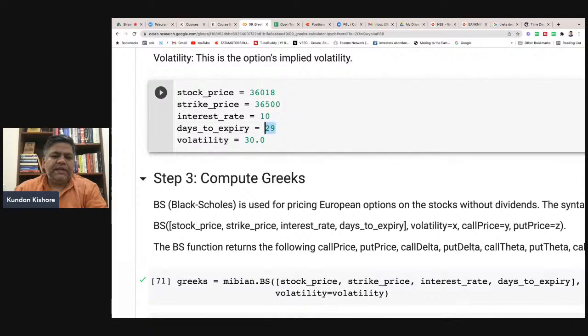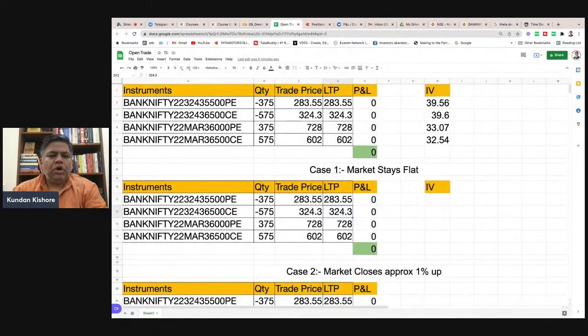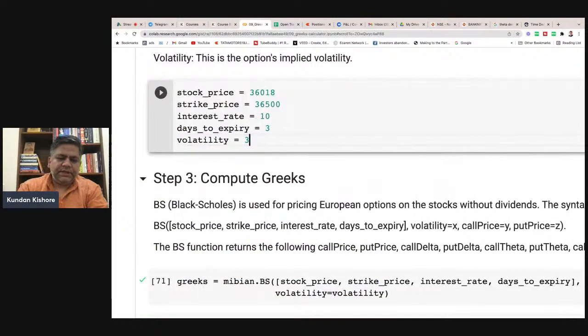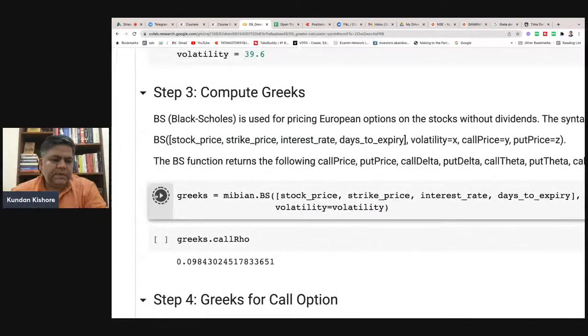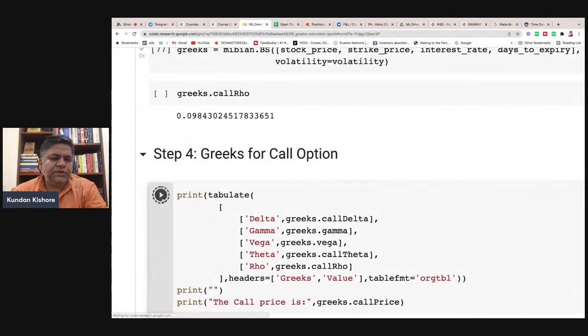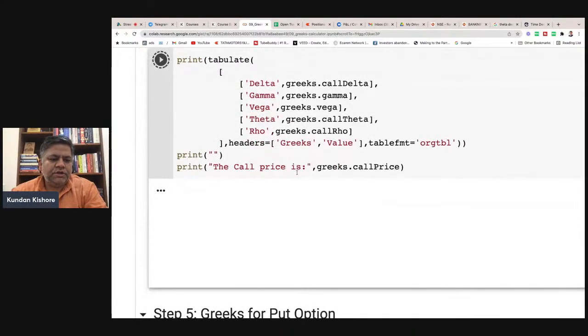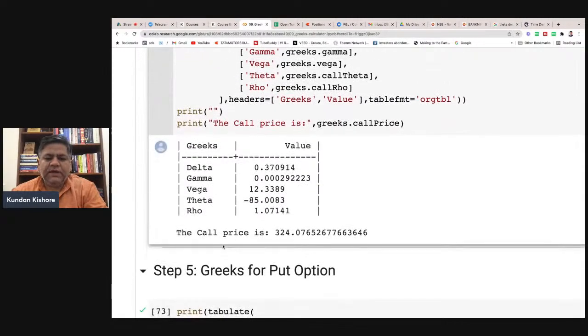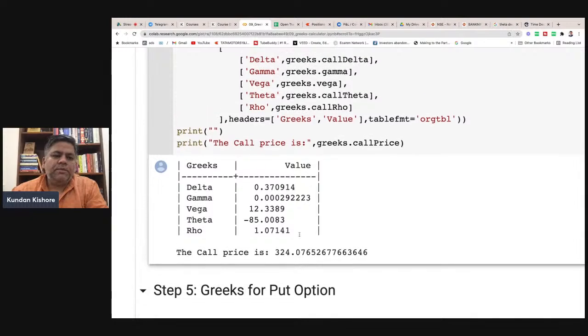Now, days to expiry. There are 3 days left for the expiry. The call side IV is 39.6, so let's place that, 39.6. Let's run this as well. Let's just match whether we have the right price or not. Whatever the exchange is displaying, we are getting the same price if we give the same variables into our Black-Scholes model. So 324 is the call option price.